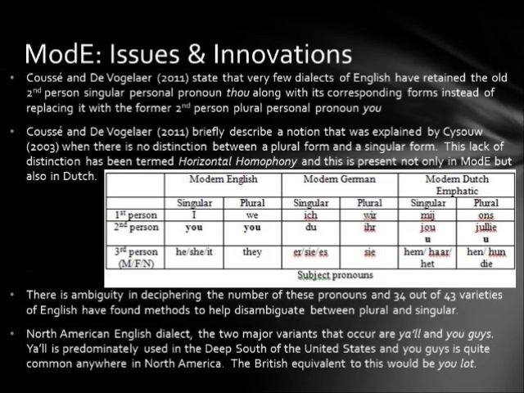there is no distinction between a plural form and a singular form. So the lack of distinction has been termed horizontal homophony, and this is present not only in modern English but also in Dutch, but I will just really focus on modern English. So this is definitely the case for the second person. There is no distinction between the singular and the plural. So there is an ambiguity in deciphering the number of these pronouns, and Cussy and de Vogler have stated that 34 out of 43 varieties of English have found methods to help disambiguate between the plural and singular forms.